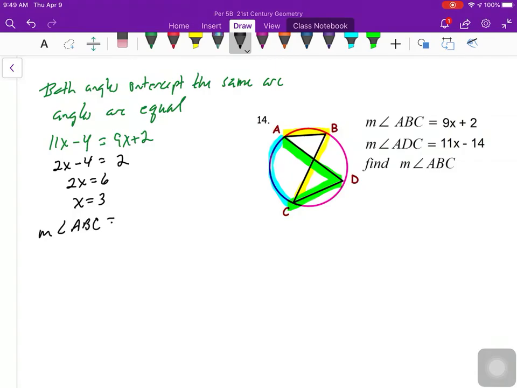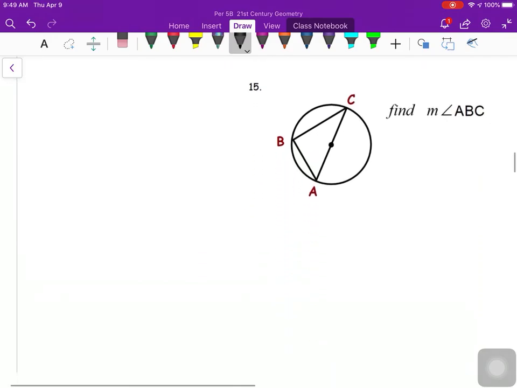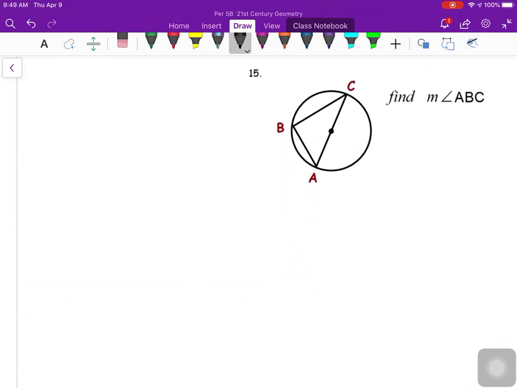To solve it, I'll subtract 9x. We'll add 4. Divide by 2. We get x equals 3. Now to find the measure of angle ABC, I have to plug that back in. 9 times 3 plus 2. The measure of angle ABC will be 29. Two inscribed angles with the same intercepted arc are equal to each other. They're congruent.